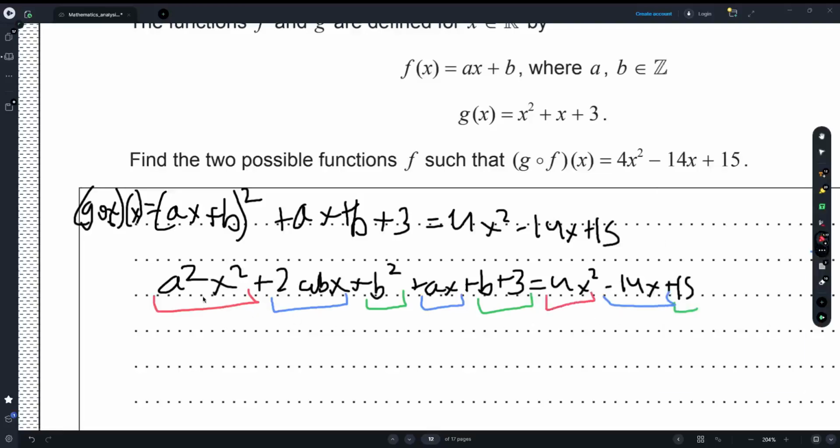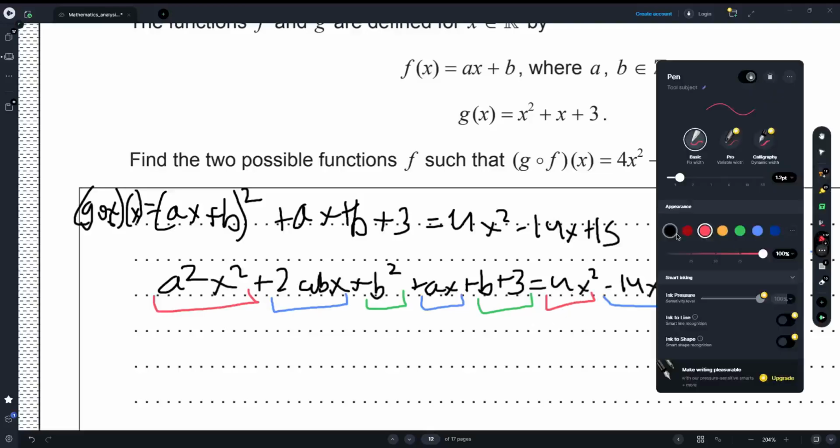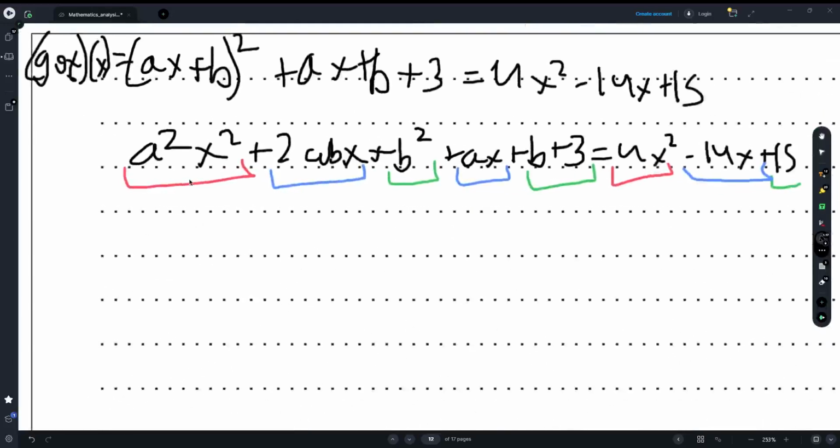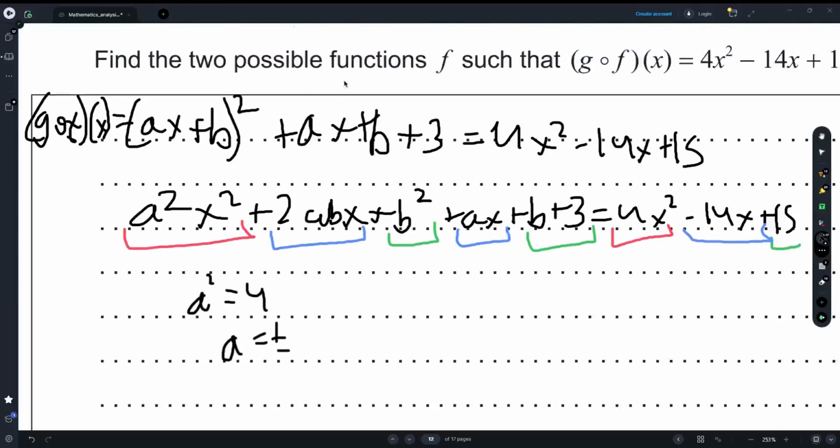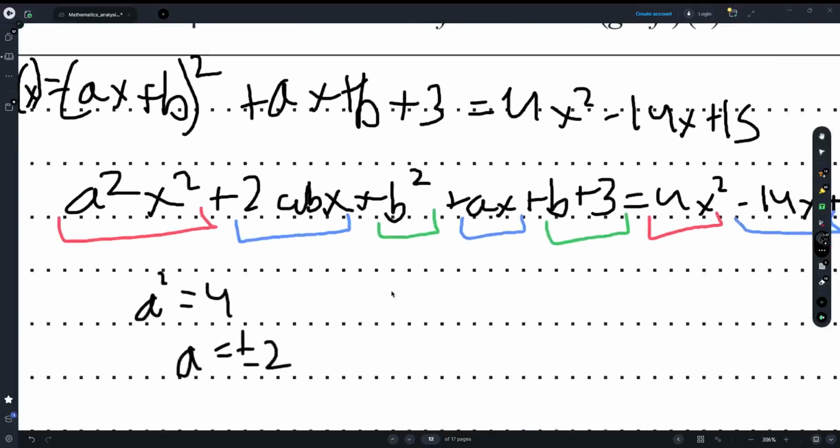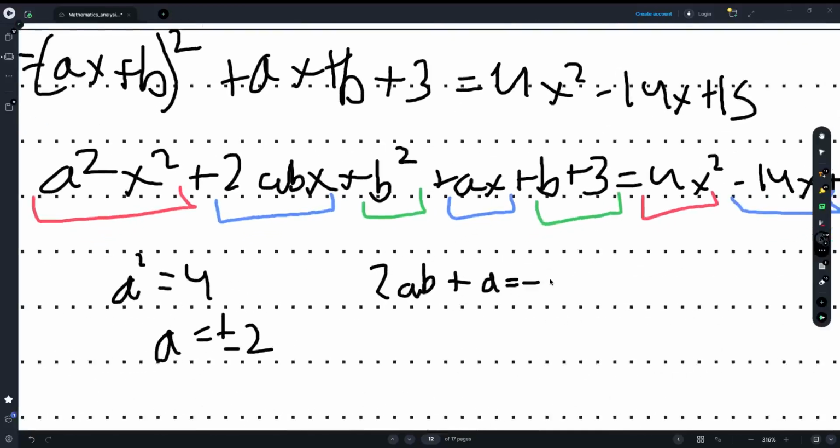Now what we can notice is that since a squared is equal to 4, because we match the coefficient and there's only these two x squared terms, so a squared equals 4. So a is equal to plus or minus 2, and now we can see where we get two possible functions from. And so we also know that 2abx, or 2ab plus a, by grouping these terms, is equal to minus 14.